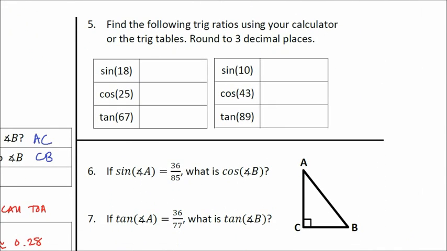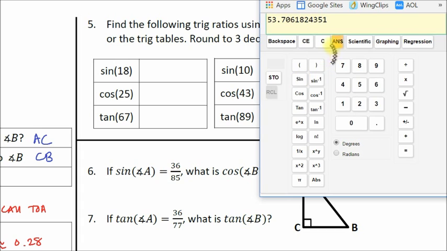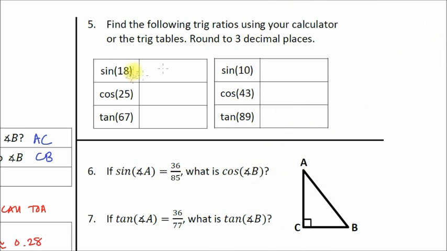Find the following trig ratios in your calculator or trig table. Remember, this is pretty basic stuff. We're just going to, in our calculator, type in sine of 18, and you're going to get 0.3090, so 0.309. Probably the part that I'm really testing you on here is rounding to 3 decimal places. Check the rest of them, pause the video, and then check your work and see if you are getting these values.